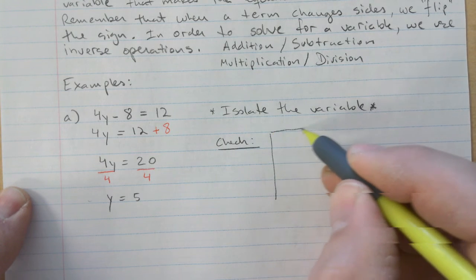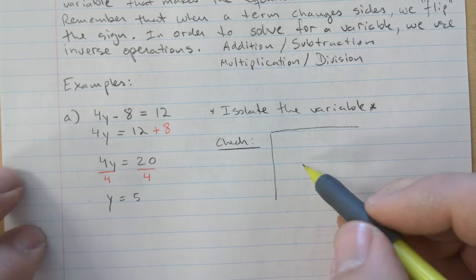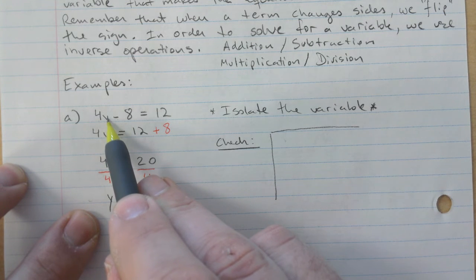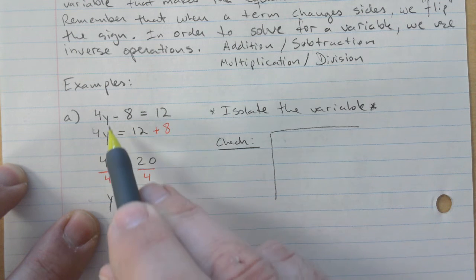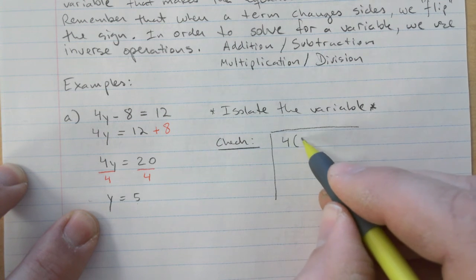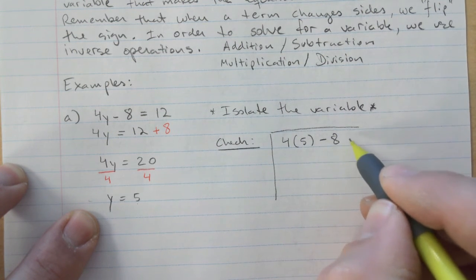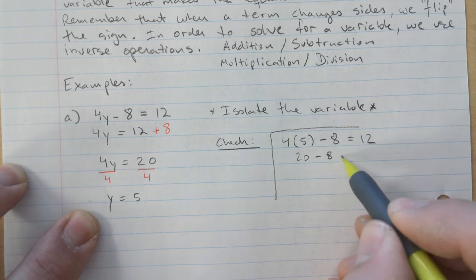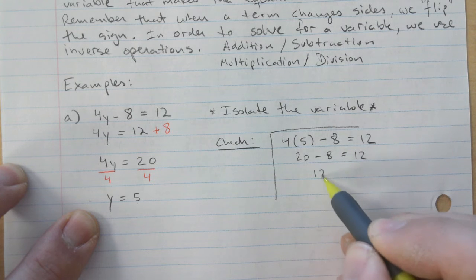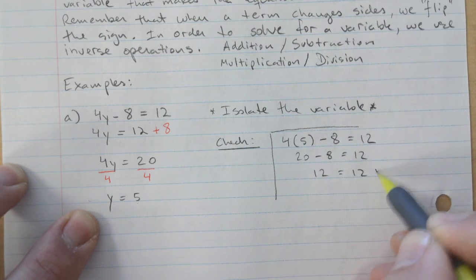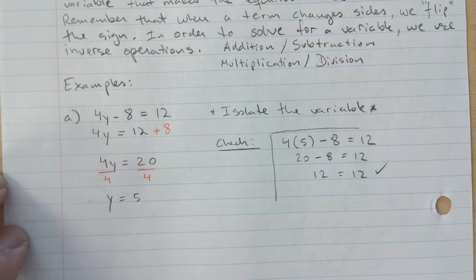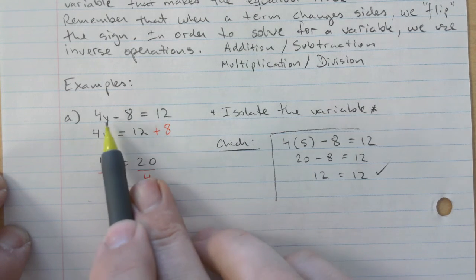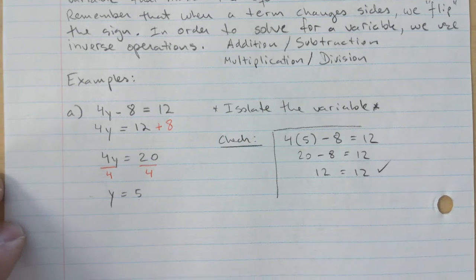So to check your work, I don't require this on a test or something, but you should be able to check. We determined that y is equal to 5. If we plug that in, 4 times 5 minus 8 is equal to 12. 4 times 5 is 20, minus 8 is 12. So 12 is equal to 12, and we know we're correct. You substitute y into the original equation.